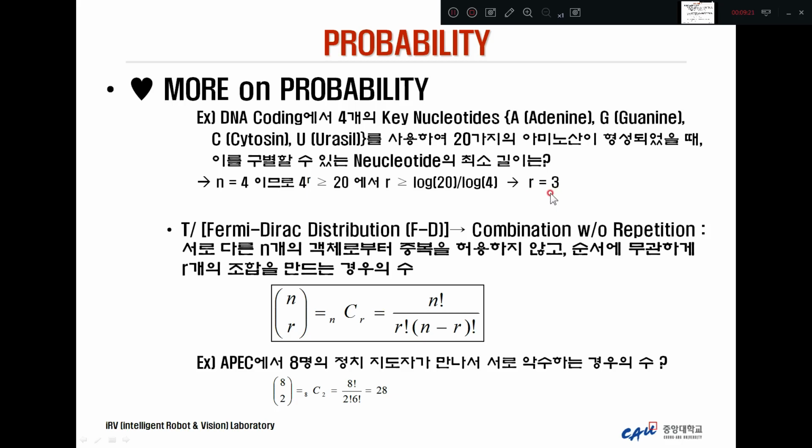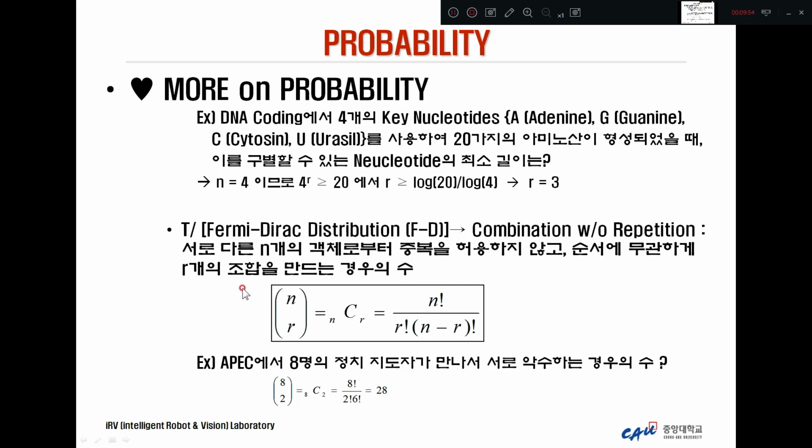Now we have some other distribution. Theorem, Fermi-Dirac distribution. I will use FD distribution. This is combination without repetition. So among n different and distinct objects, we don't allow repetition, and the order is not important. And to pick up R objects of combination, what is the number of instances?